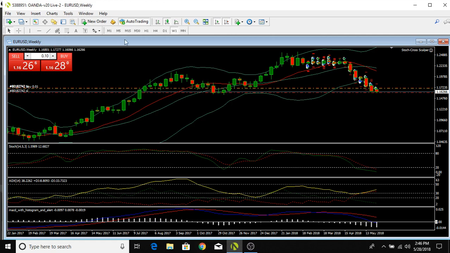So I'm already on the weekly time frame, and you can see it's been going down. If you've been following Euro US dollar, you know it has been following a downtrend. But here's what I think, to sum it up before even going into the analysis: I think it's going to go down a little bit more, but I think it's ready to come back up. Let's take a look at why I think that.